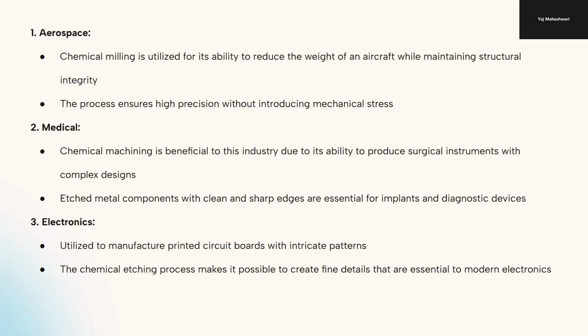Number 3. Electronics. Utilized to manufacture printed circuit boards with intricate patterns. The chemical etching process makes it possible to create fine details that are essential to modern electronics.